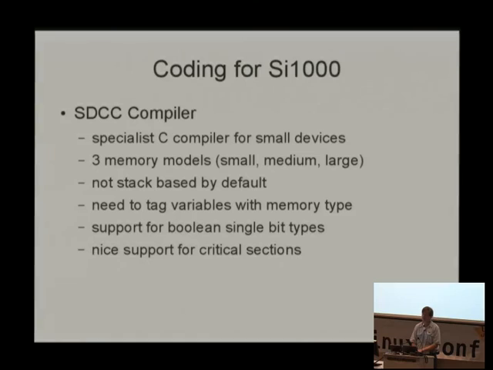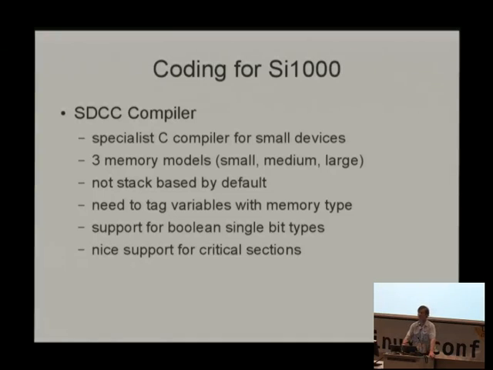We were using the SDCC, Small Device C Compiler, which is a very different sort of C compiler than what I'm used to with things like GCC. It has a whole lot of special stuff for embedded coding, which is very nice. Nice stuff for marking critical sections, and support for Booleans being stored as single bits in a special 128-bit Boolean register. You can have up to 128 Booleans in your program, but if you have 129, bad luck, you won't compile.